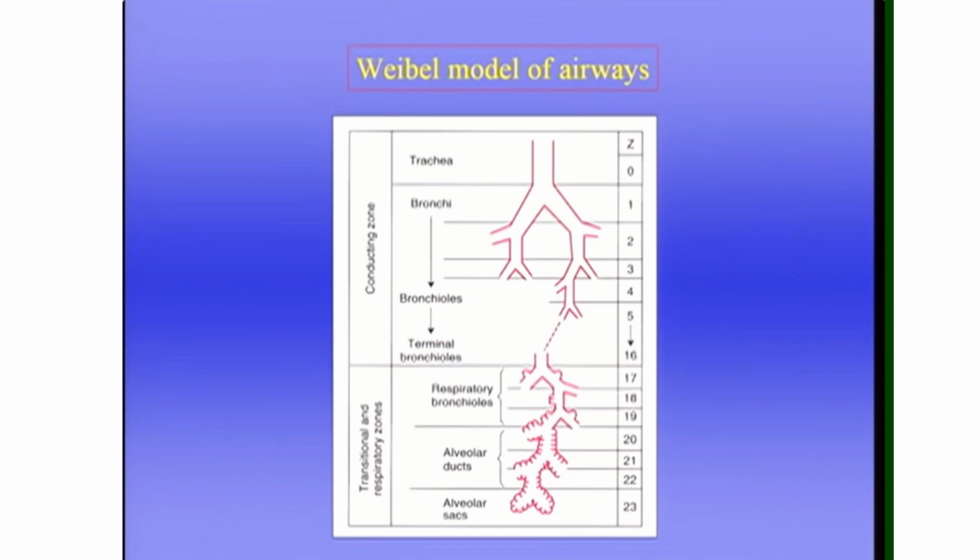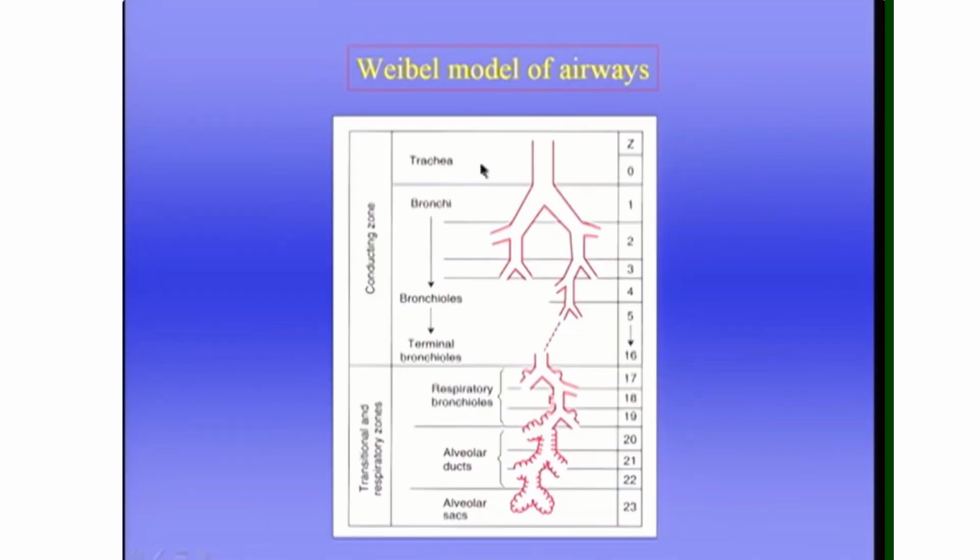But fortunately, a Swiss anatomist, Dr. Weibel, sat down, as we mentioned before, one day and counted the airways in the lung and measured their sizes and so on. And he came up with an idealized model of the airways, which is to some extent an oversimplification, but nevertheless is a tremendously useful way of looking at the airways of the lung.